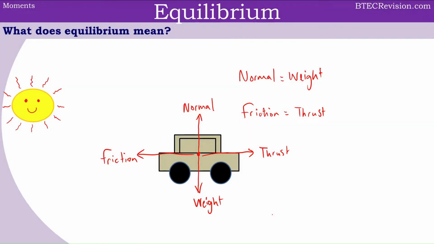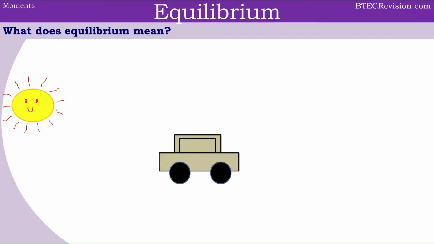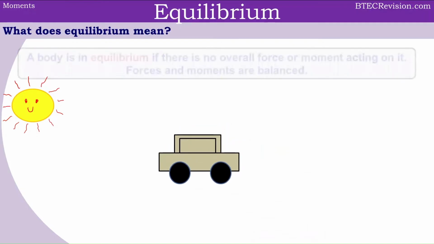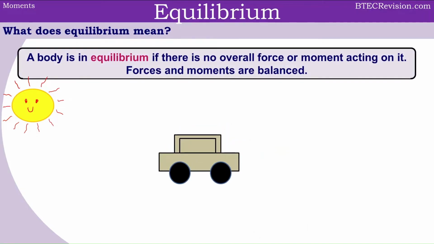And the second condition is that the moments must be balanced as well. The car could be in equilibrium even if it is moving with constant velocity, but not if it's changing direction or accelerating. So we can say that a body is in equilibrium if there is no overall force or moment acting on it, and the forces and moments must be balanced.